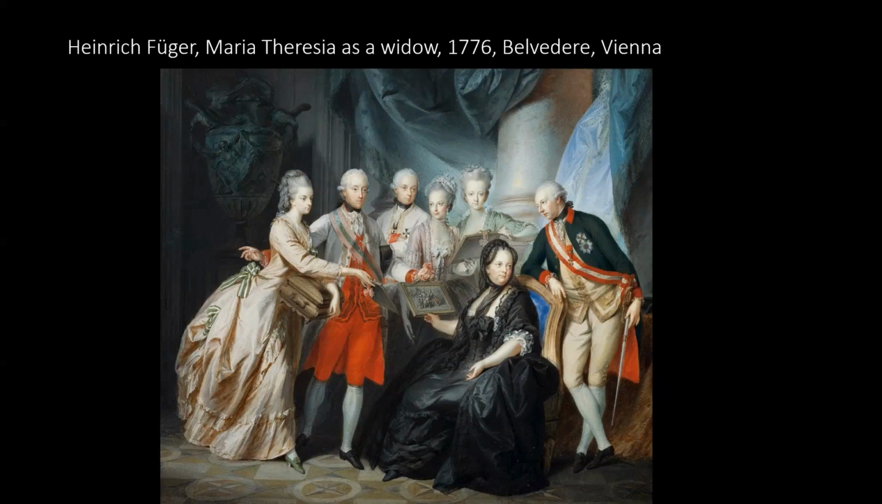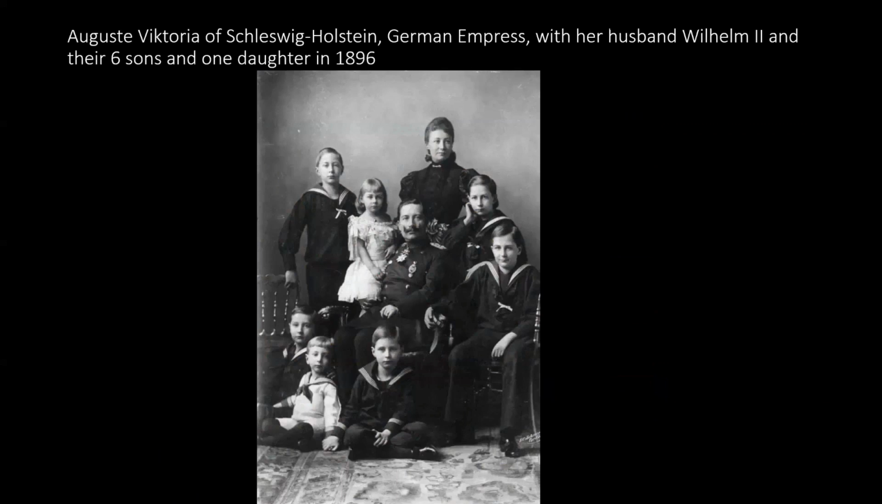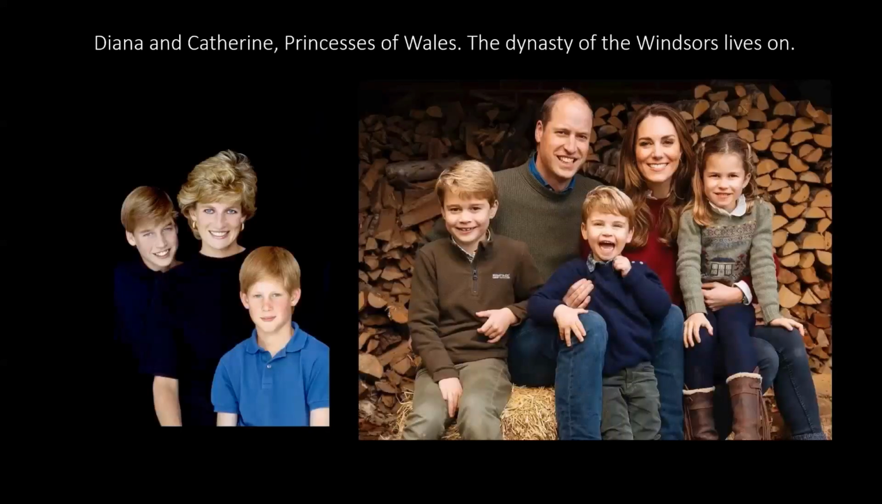Now, Queen's Consort exerted and still exert what we today call soft power, and essential in that power is their public portrayal. Just like Anne of Austria, Henrietta Maria, Marie Antoinette, they have to be portrayed with their children. This is Augusta Victoria at the end of the 19th century with her 7 children, 6 sons and 1 daughter. But here are 2 modern examples, the late Diana, Princess of Wales, and the present Princess of Wales.